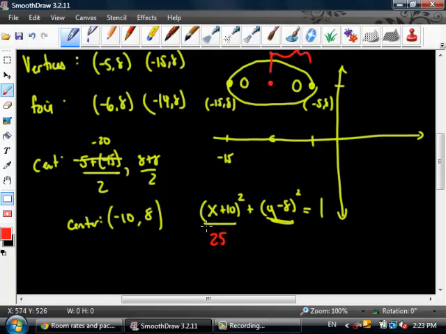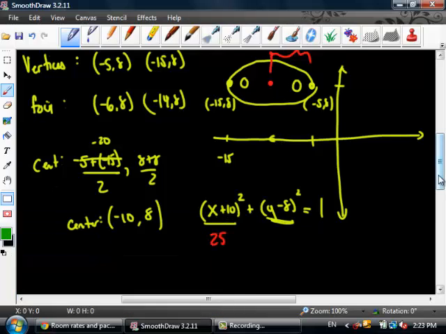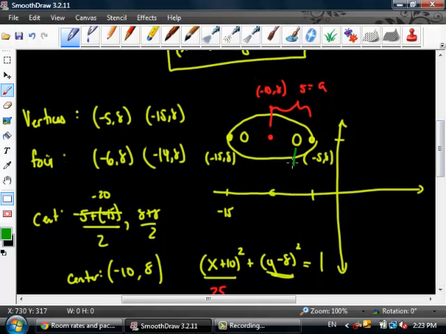All right? Very good. Okay, so now I'm going to switch colors here. This focus, the coordinates are negative 6, 8. So what is the distance between the center, which is negative 10, 8, and the focus, negative 6, 8? Negative 10 to negative 6. What is that distance? What do you think, Nikita? It's 4. Now, Nikita, do you know what letter is represented by that distance? It's C. So C equals 4. So if C equals 4, then C squared equals 16.